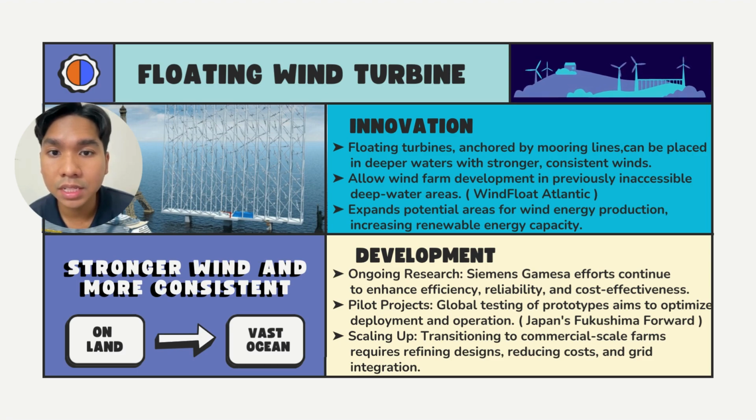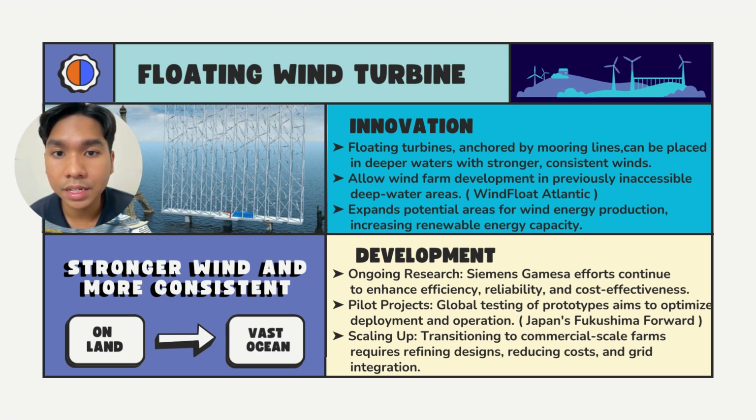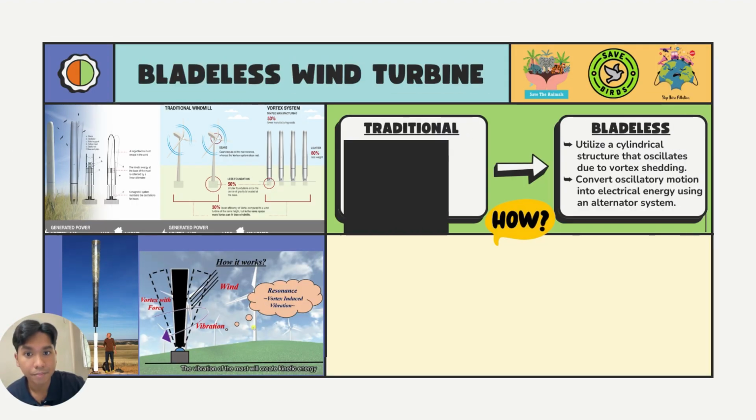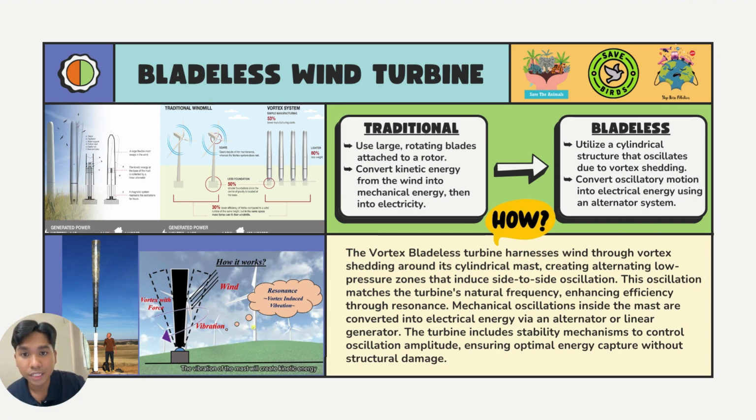Transitioning to commercial scale farms requires refining design, reducing costs, and grid integration. The Kincardine offshore wind farm in Scotland is moving from small scale prototypes to a larger operational scale, illustrating the development phase. Did you know there are many other innovations and developments beyond our creativity to make this wind turbine better? For me, the most hilarious one is the bladeless wind turbine, where you remove all the fans on the wind turbine and just make it like a pole.